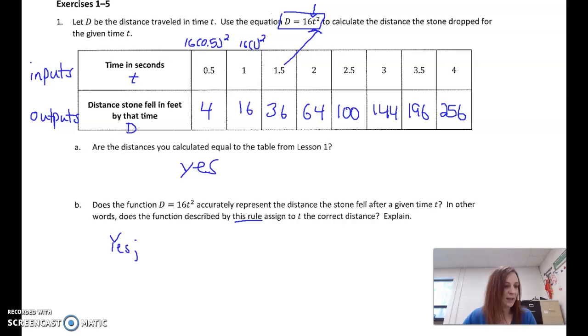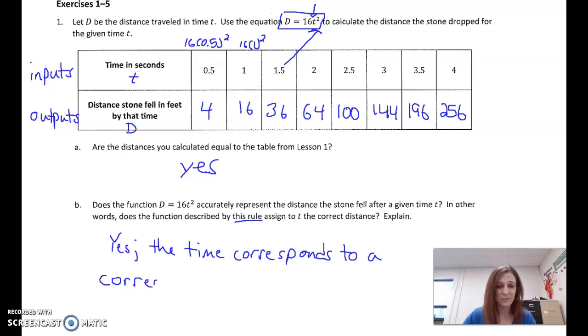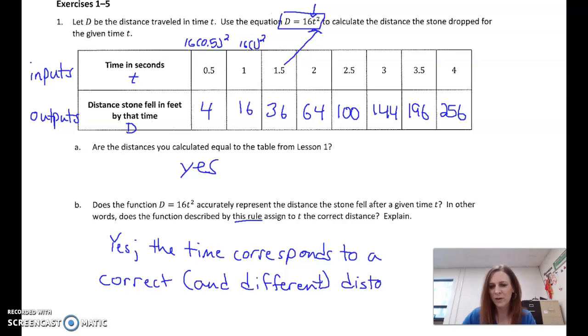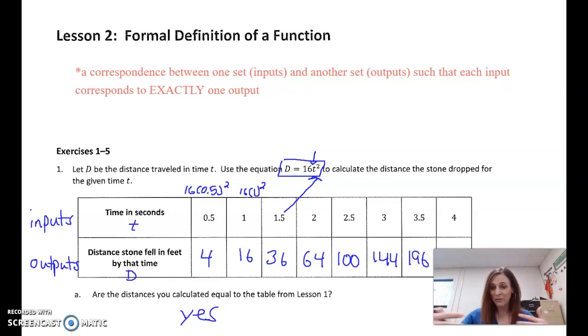Okay. And explain. I'm just going to say the time corresponds, sorry, I should have done a text box again, to a correct and different distance. Okay, and that different part is important for being a function. Because remember, if we go back to our formal definition here, it's a correspondence, right, back and forth between two things, between one set and another, where each input corresponds to exactly one output.